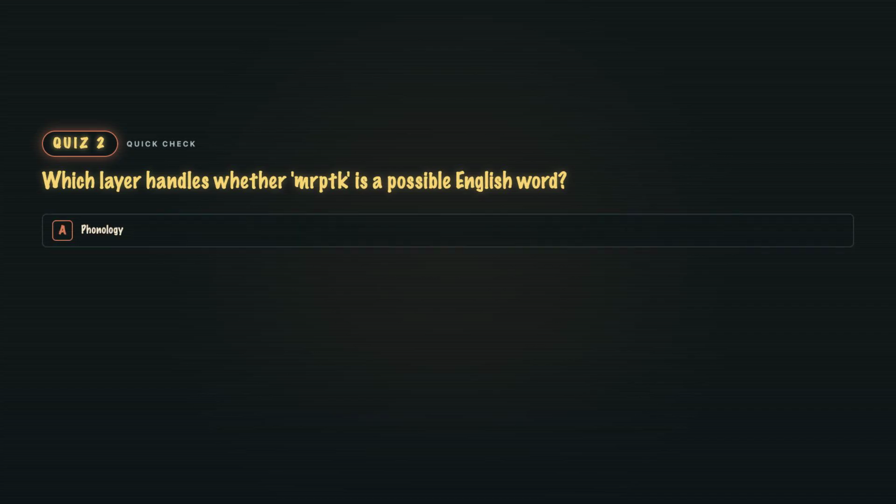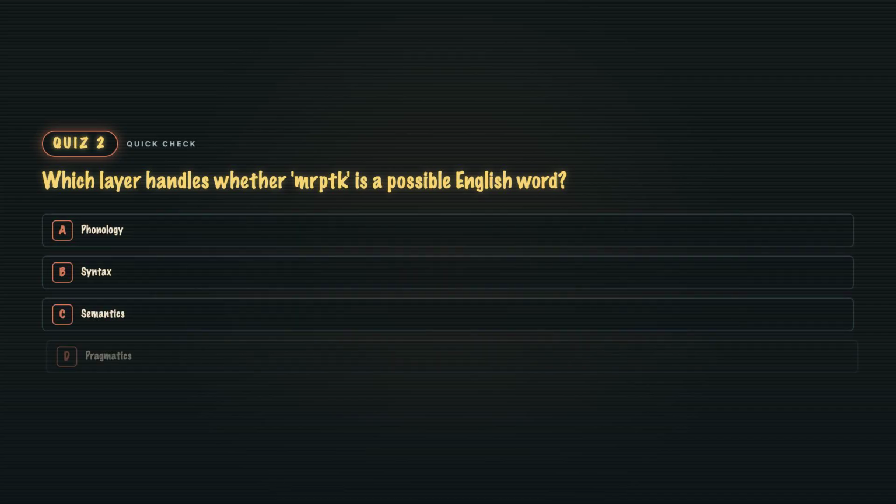Quiz 2. Which layer rejects mrptk as a non-word? A. Phonology, B. Syntax, C. Semantics, or D. Pragmatics?